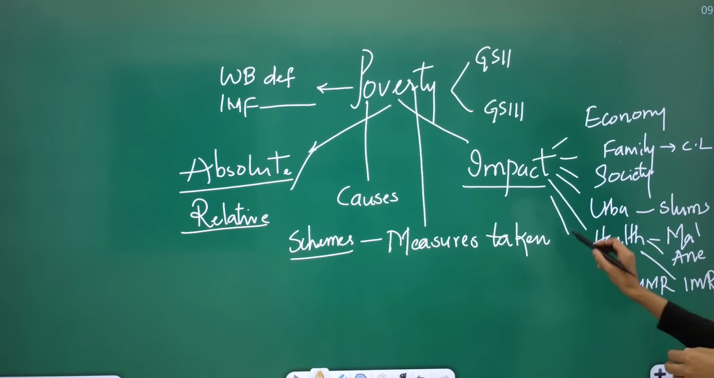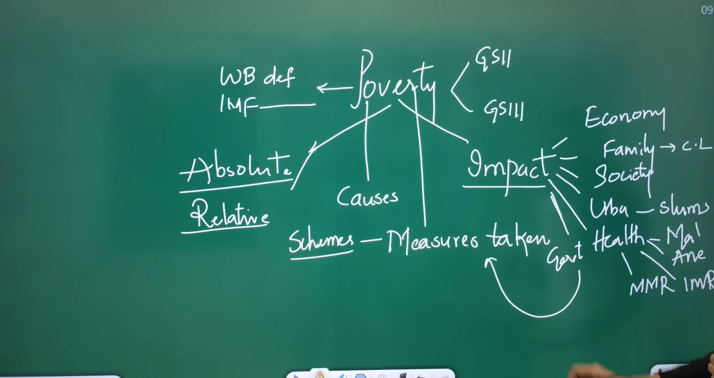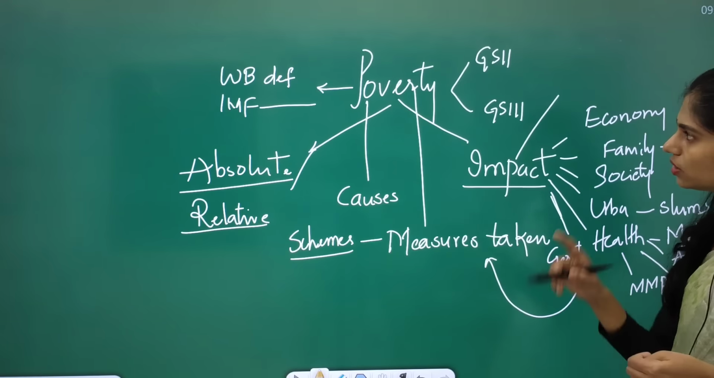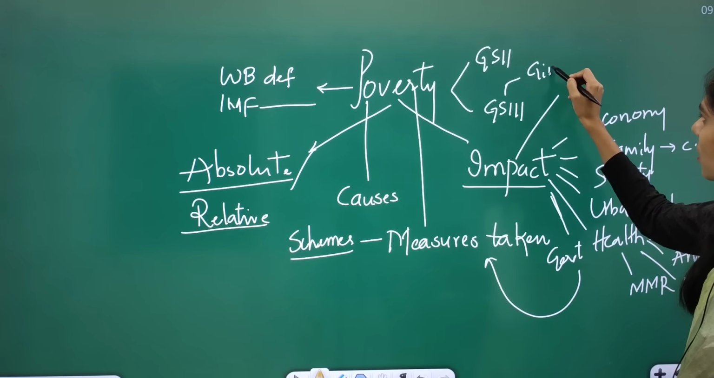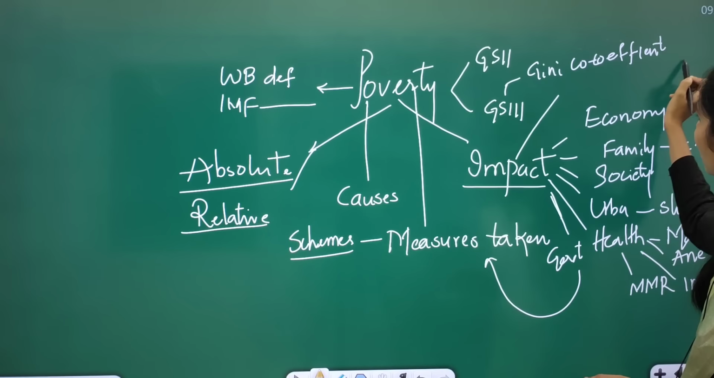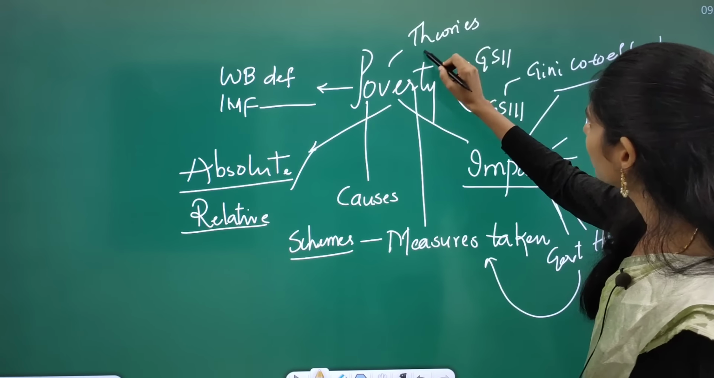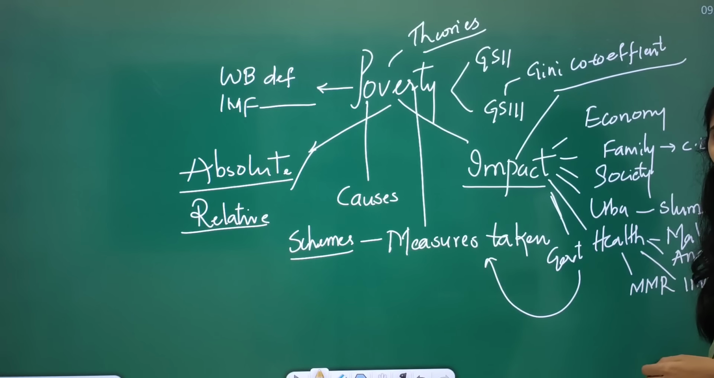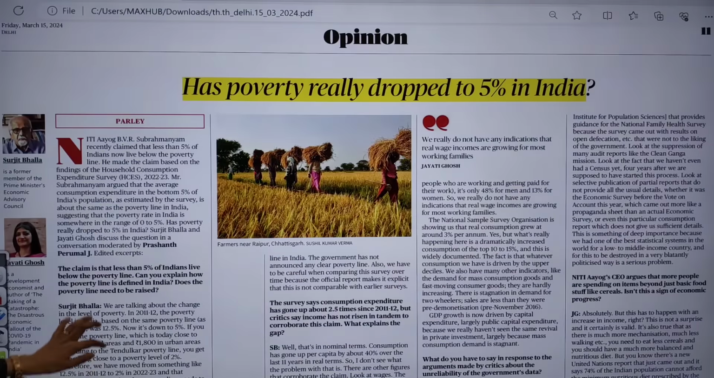Clear? And you have to see what the impact of this poverty on the government will be. The government needs to come up with development schemes, and needs to provide food at subsidized prices. All these are very, very important. From the economy point of view, you have to see what the Gini coefficient is. And you have to see which are the theories of poverty. All these are the different dimensions that you have to think about from the poverty point of view.